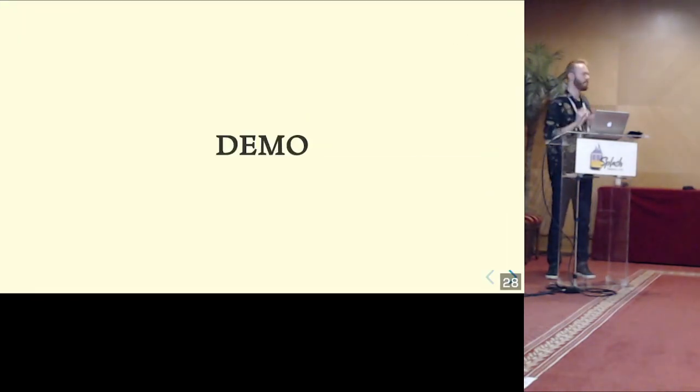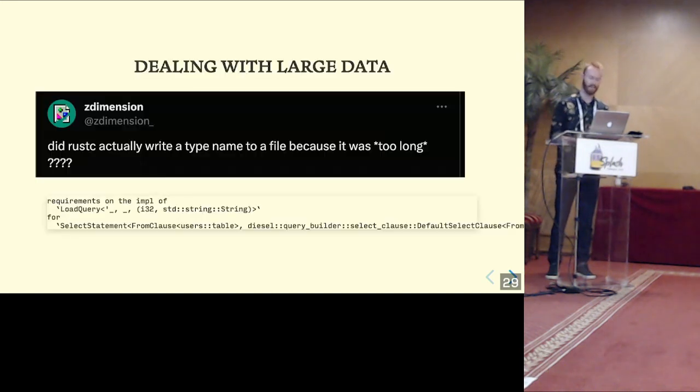So that's a brief demo of the pre-0.0.1 implementation of this interface that we might give to people to diagnose these type errors. But there's also lots of other data that the compiler has. So here's a nice tweet of somebody saying, did Rust just write my type name to a file because it was too long? And the answer is yes, it does this a lot. Types get really large. I'm not even going to bother trying to tell you what this type is at the bottom because it goes on for a really long time.